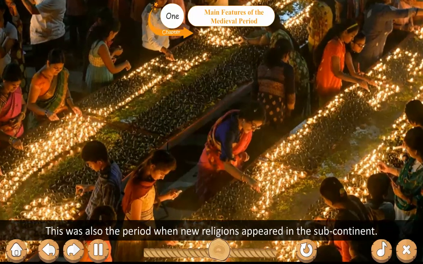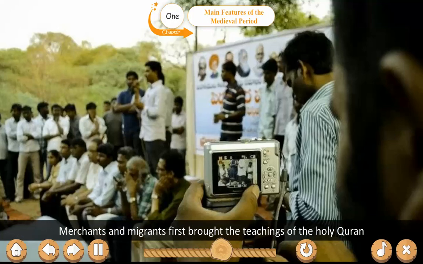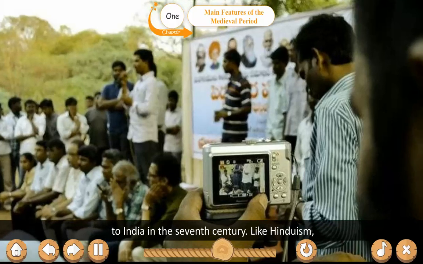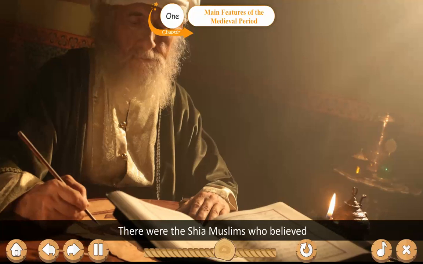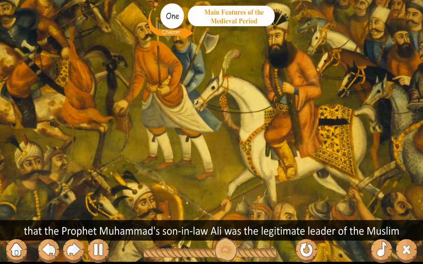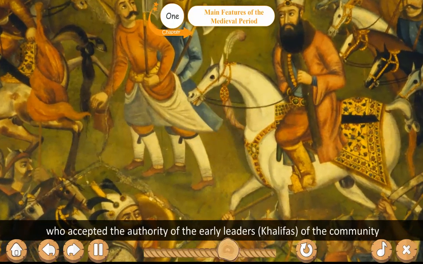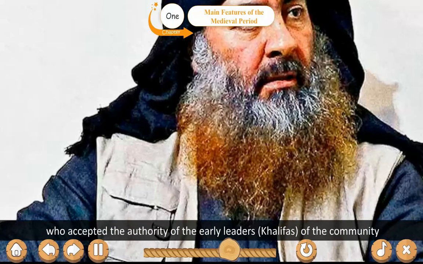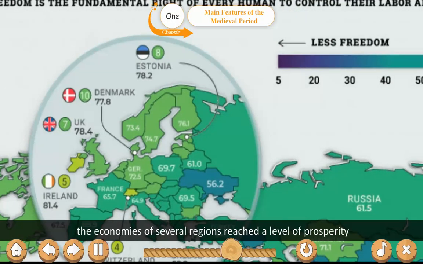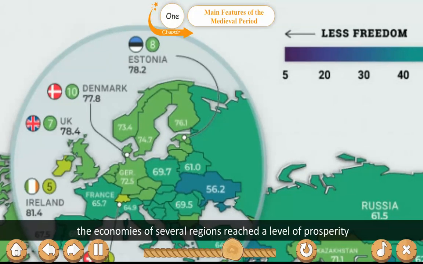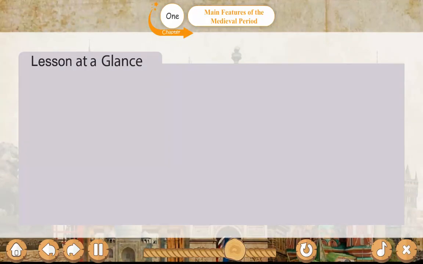This was also the period when new religions appeared in the subcontinent. Merchants and migrants first brought the teachings of the Holy Quran to India in the 7th century. Like Hinduism, Islam was interpreted in a variety of ways by its followers. There were the Shia Muslims who believed that the Prophet Muhammad's son-in-law Ali was the legitimate leader of the Muslim community, and the Sunni Muslims who accepted the authority of the earlier leaders, the Khalifas of the community, and the succeeding Khalifas. During the medieval period, the economies of several regions reached a level of prosperity that attracted the interest of European trading companies. Lesson at a glance.